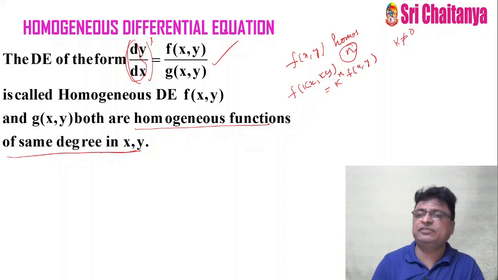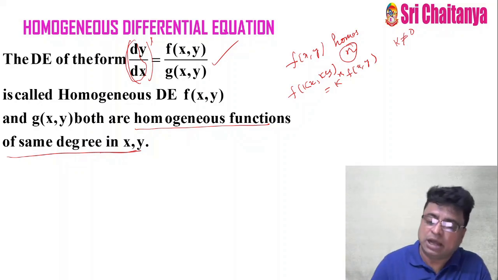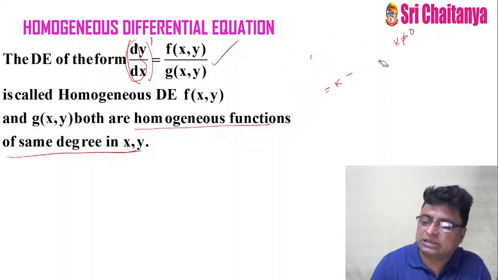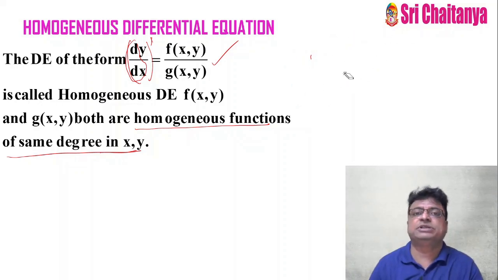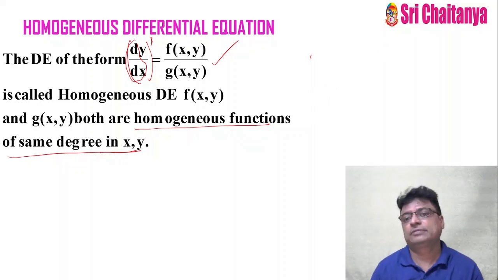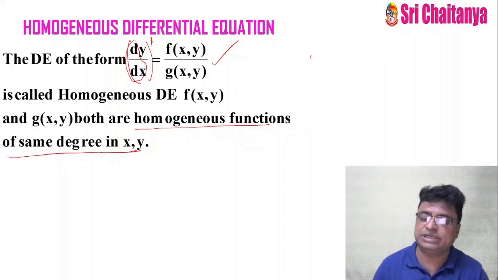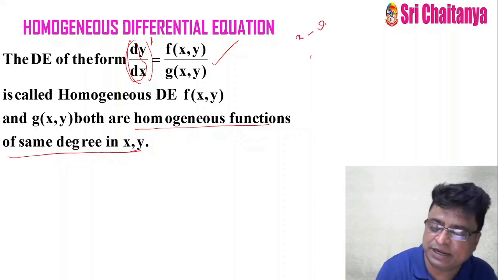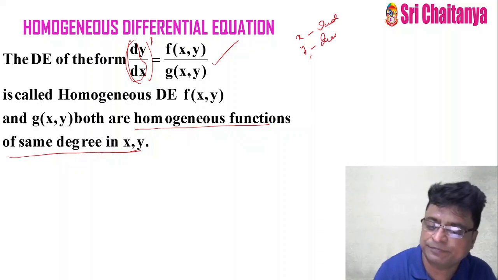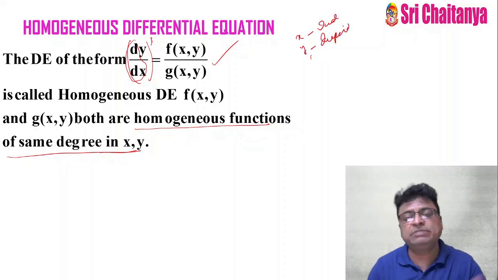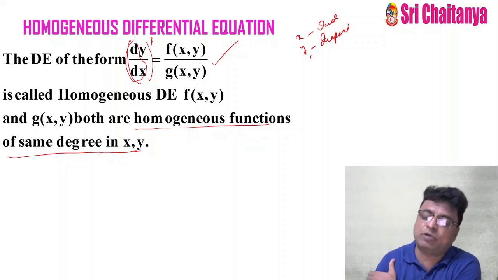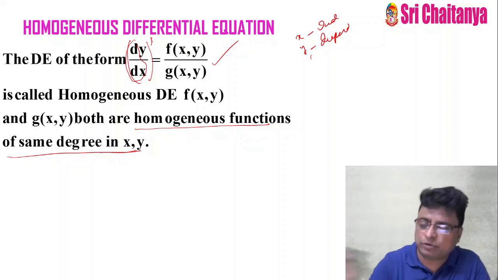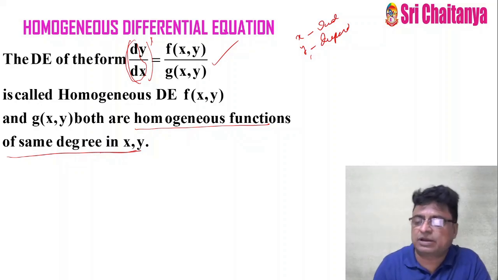Okay. If you have identified that this is the equation in homogeneous form, then how to solve? Once after identification, the methodology for the homogeneous differential equation is as follows. See here, my x is the independent variable and y is the dependent variable. This is important, because the same thing we can also say as dx by dy equals f of x comma y by g of x comma y. That is also a homogeneous differential equation, provided both f of x comma y and g of x comma y are homogeneous functions of the same degree in x and y.